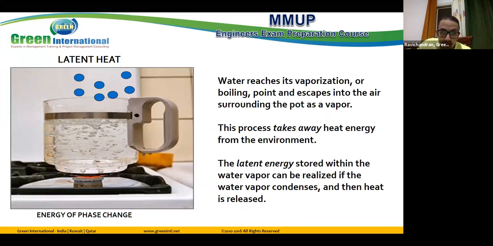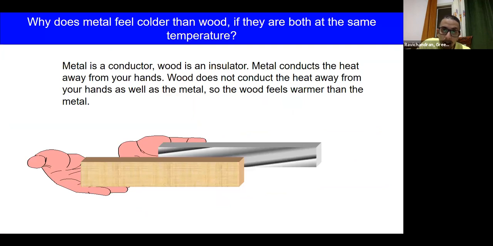Talk again about the meaning of latent heat. Okay, kindly start reading the question.